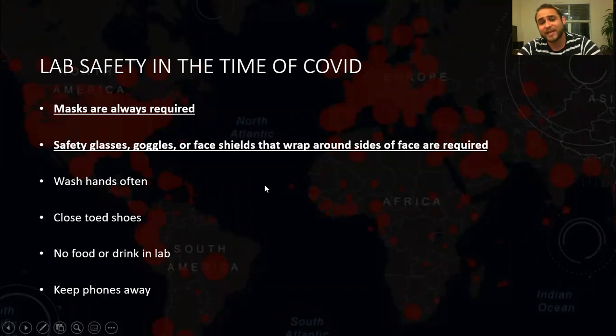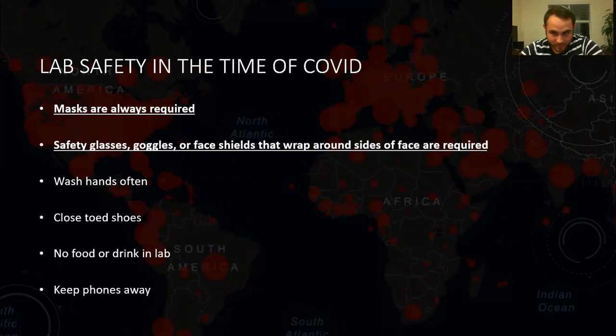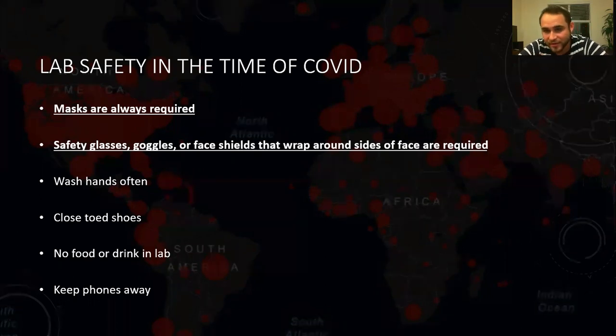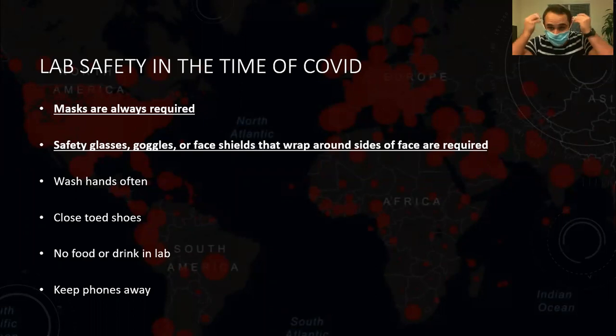Lab safety in times of COVID. I know we're in uncertain times. Everybody's scared with the COVID, myself included. So yeah, masks are always going to be required as soon as you enter the lab, as soon as you enter any building actually on the OU campus. So yeah, we're always going to be wearing a mask when we're inside the laboratory. And we're also going to be wearing safety glasses, goggles, or face shields with our mask.